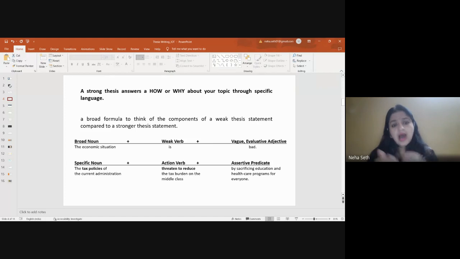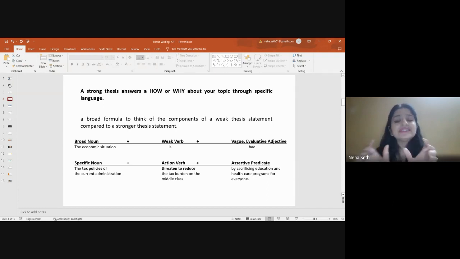So how can we present this thesis statement in a better manner? A strong thesis statement should be presented in such a manner that it answers a how and why about the topic through specific language.